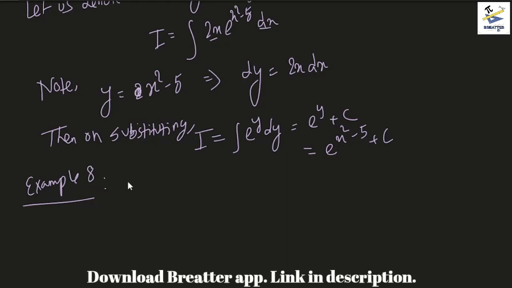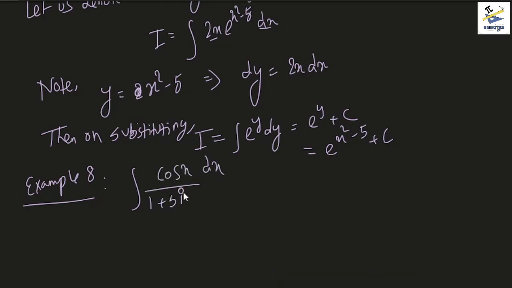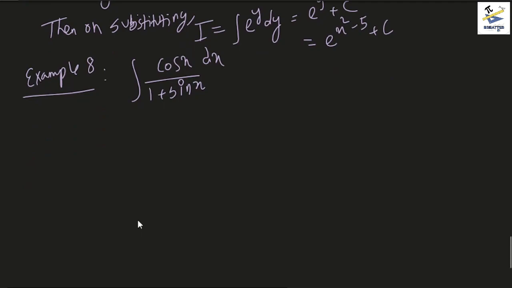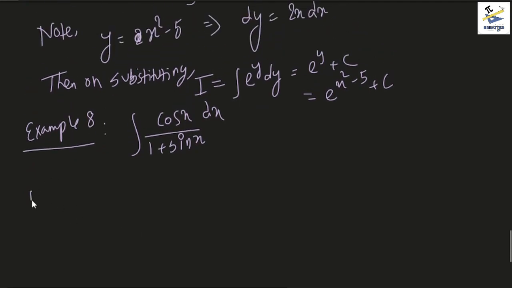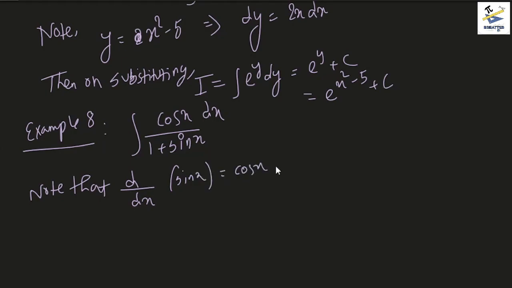So let us do this problem where we have the integral of cosine x dx by 1 plus sine x. This one looks a bit more tedious than before, but note that d/dx of sine x is just cos x, right? As we can see, cos x dx is present in the numerator and 1 plus sine x is in the denominator. So if the derivative of sine x is cos x, then the derivative of 1 plus sine x should also be cos x, right?